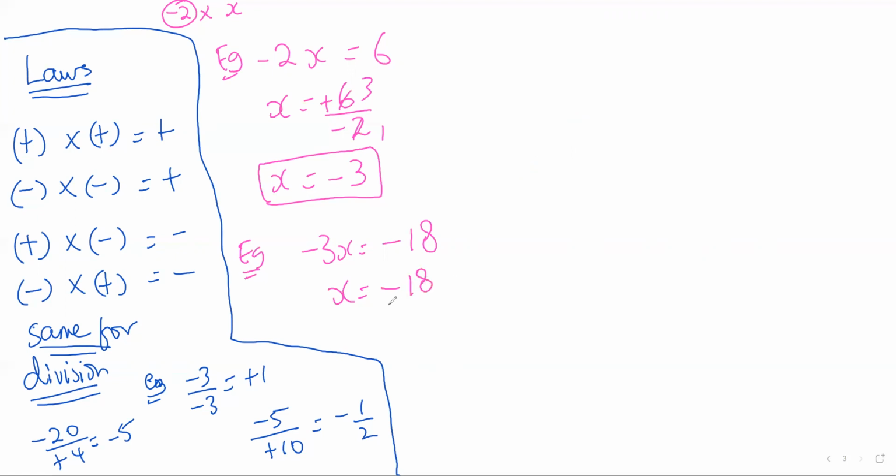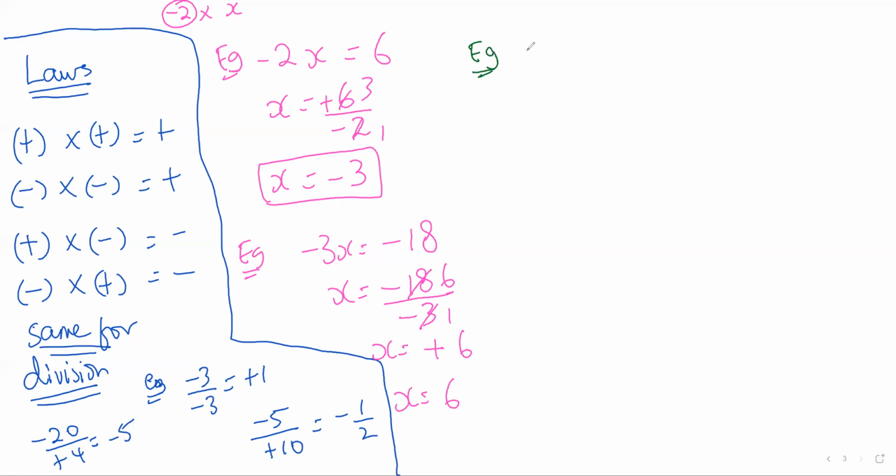So you say x equals -18 divided by -3. Look at the laws here: the laws of multiplication are the same laws for division. Negative divided by negative is positive, and 3 into 18 is 6. So x equals positive 6, or we can just say x equals 6, the positive is understood. Good, so let's go on to some more examples.